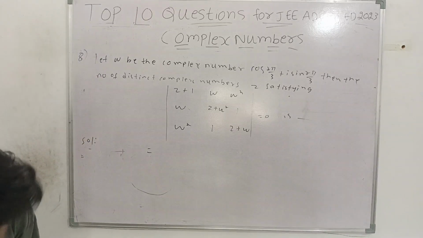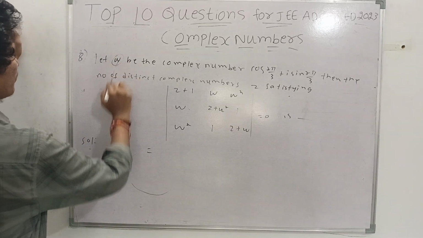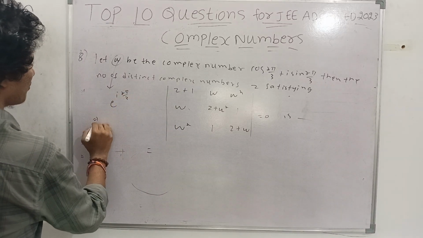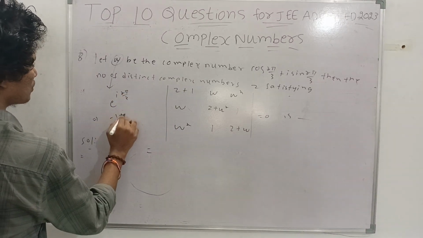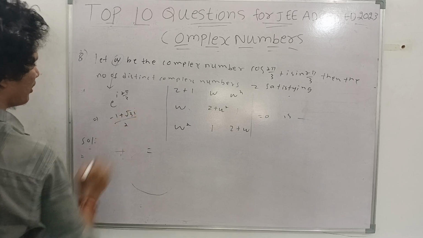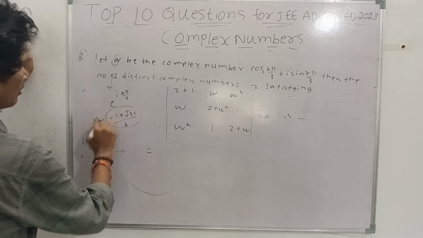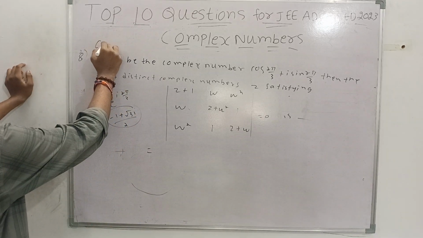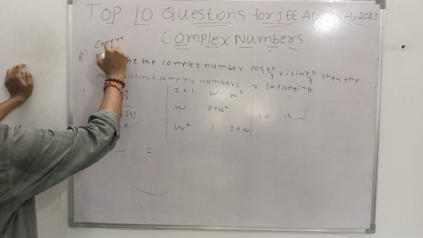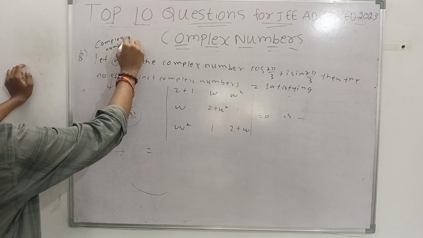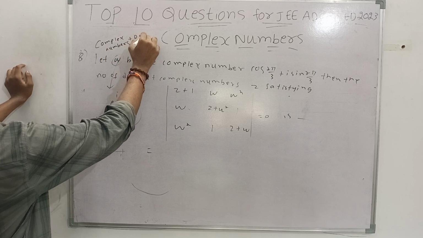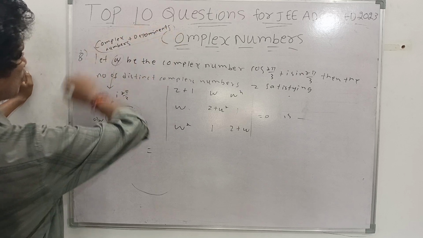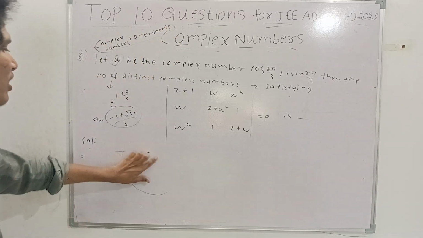If omega is a complex number, we already know what omega is, the cube roots of unity. The value is already given, e power i 2 pi by 3. What is the value of e power i 2 pi by 3? It is minus 1 plus i root 3 by 2, all divided by 2. We already know this is the value of omega. It is clear. Now they have given one matrix. This is a question of complex numbers plus determinants, so you have to know the properties of determinants also.